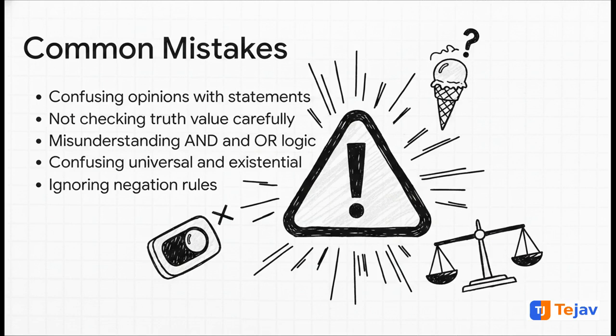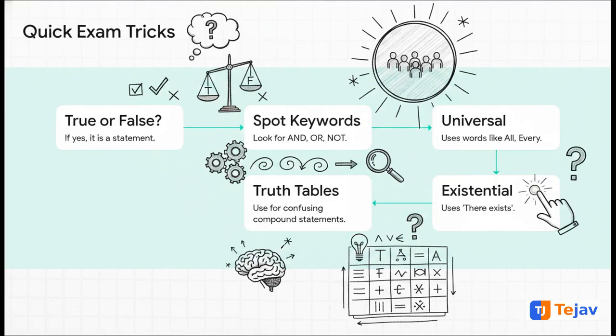Other big traps include mixing up that strict AND logic with the forgiving OR logic, swapping the definitions for universal and existential, or just straight up ignoring the negation rules that flip everything around. To make sure you dodge those mistakes entirely, I'm going to give you a foolproof 5-step mental checklist.